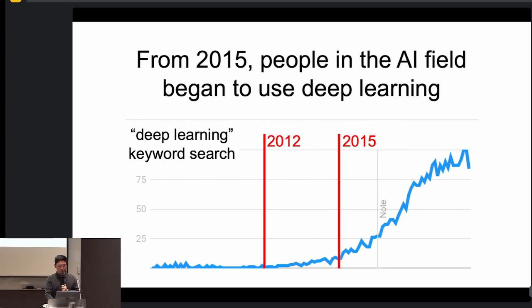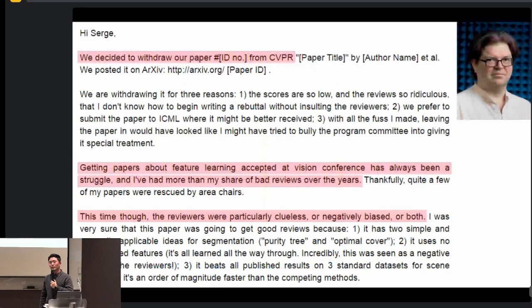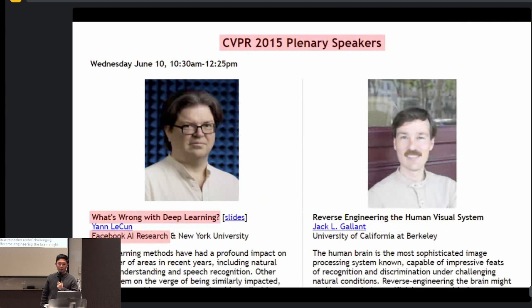And do you remember this guy who boycotted CVPR? He was a very minor person in academia. No one liked him. And he became like this. In 2015, he became a plenary speaker of CVPR. And at that time, he became the director of Facebook AI Research. And he is still working at Facebook Meta AI. He is a chief scientist there. So it's changing very quickly.